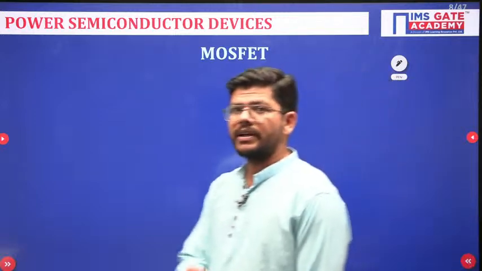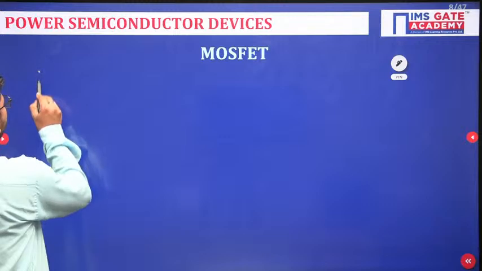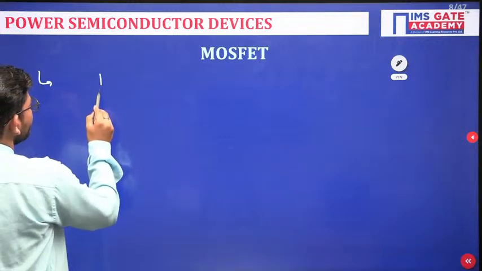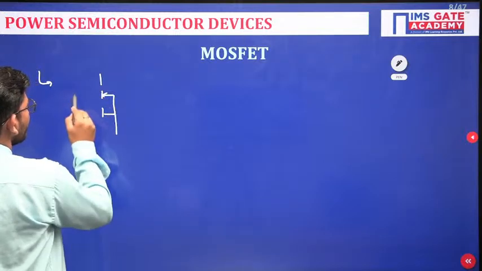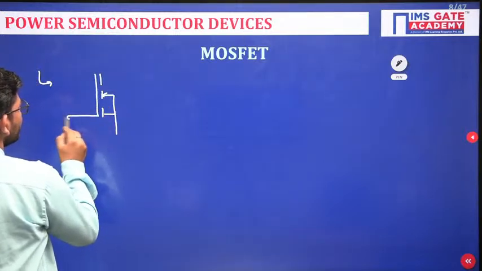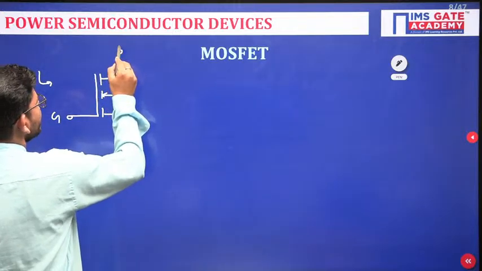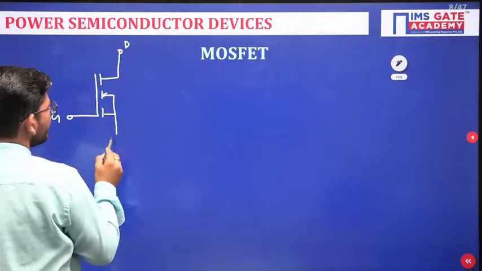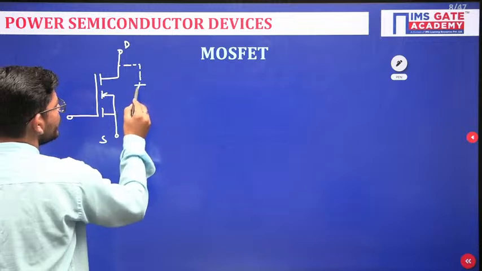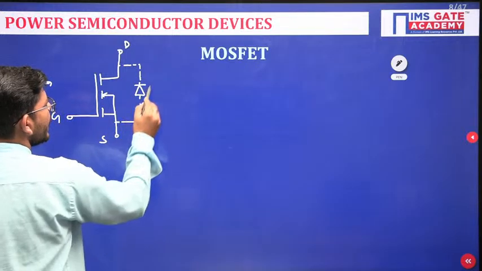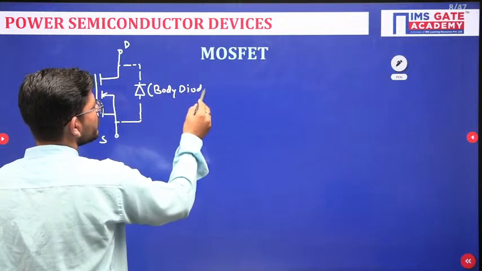Then we have the MOSFET, a very, very popular and very important switch of power electronics. The circuit symbol of the MOSFET is something like this. This is the gate terminal, and then we have the drain and source terminals. This is the drain terminal, this is the source terminal, and we also have an inherent body diode present in the MOSFET as well.